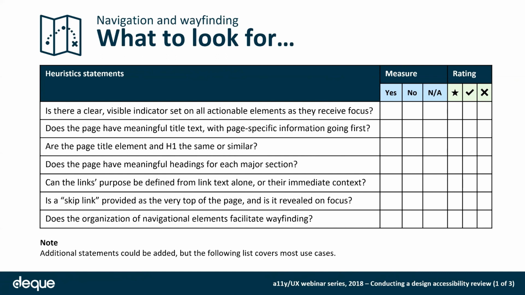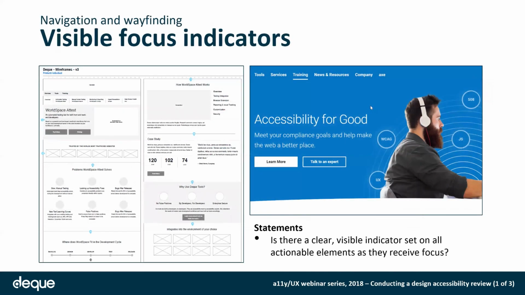And also, the organization of the navigational elements helps the users to find their way within the website. Now, we shall look at the two examples that we have for this particular heuristic, and that would be the visible focus indicator. If you look at the screen, the left side is our wireframe image, where there are interactive elements, but the focus state is not clearly shown.